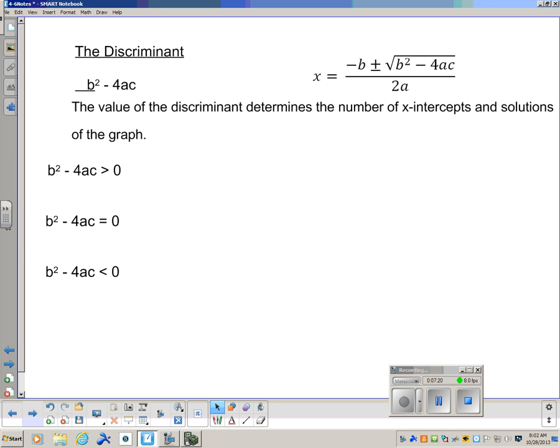The value discriminant determines the number of x-intercepts, the solutions, the graph is going to have. The discriminant is what's underneath the square root up here, so it's b squared minus 4ac. If b squared minus 4ac is greater than 0, that means it's a positive value, then we are going to have two real solutions.